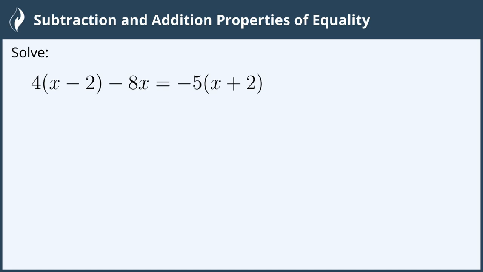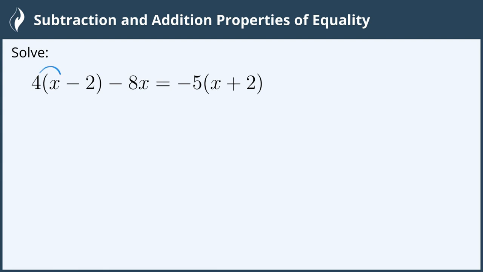Hi everyone! In this video, we will use subtraction and addition properties of equality to solve an equation. Our equation is 4 times the quantity x minus 2, minus 8x, equals negative 5 times the quantity x plus 2. The first thing we want to do is the distributive property so that we can get rid of the parentheses. That way we can combine like terms and simplify the whole equation.